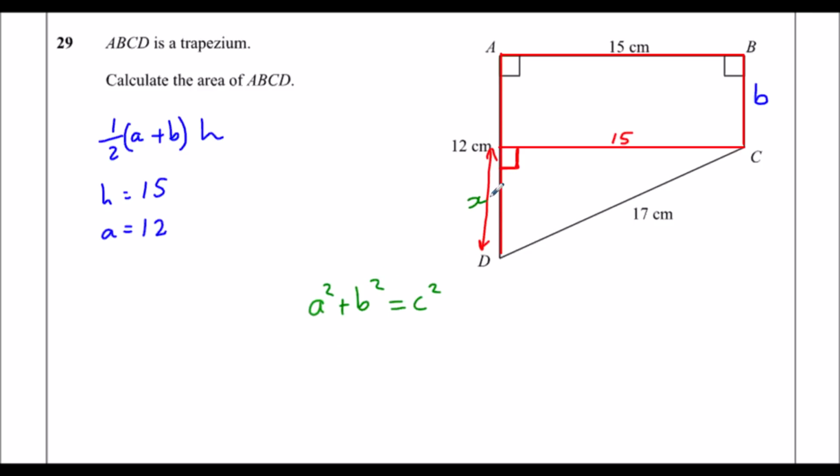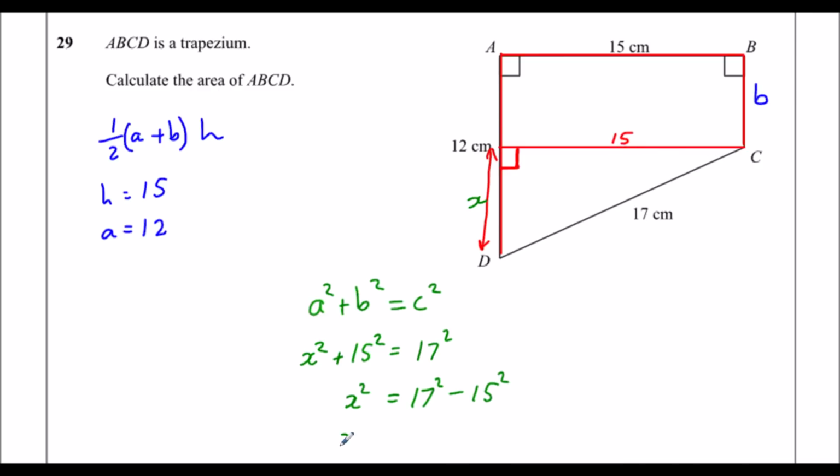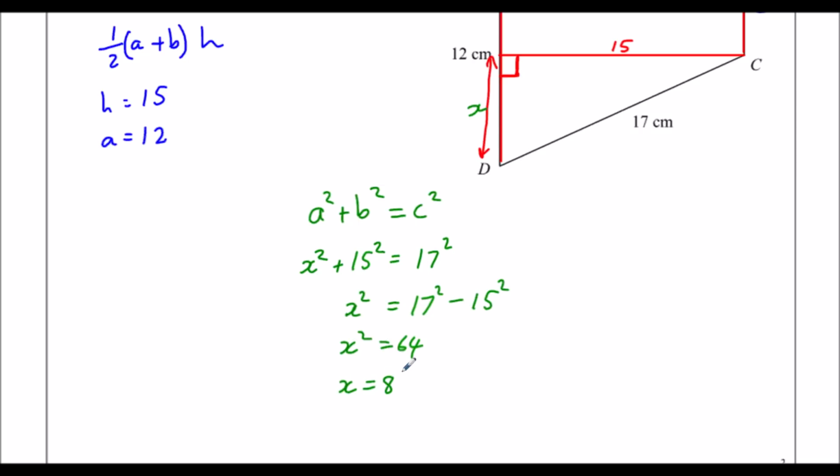We'll call this one X. So X squared plus 15 squared equals the hypotenuse squared, 17 squared. So take away 15 squared from both sides. 17 squared take away 15 squared is 64. So X squared is 64. To get X by itself, we square root. So square root 64 is 8. So this length is 8.